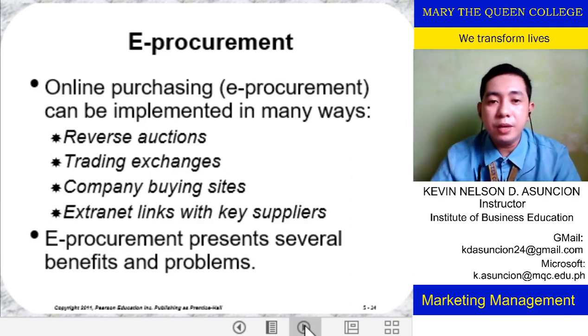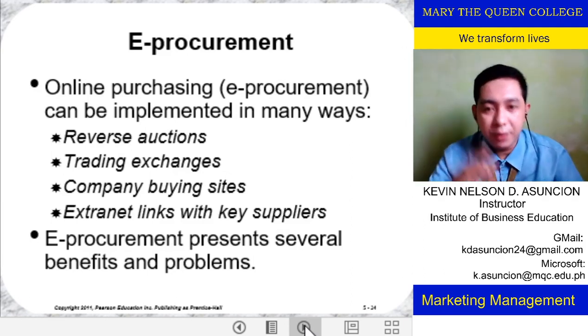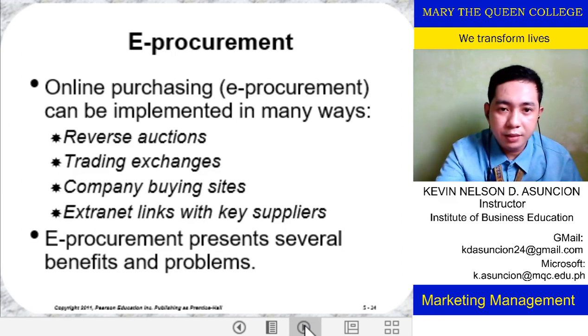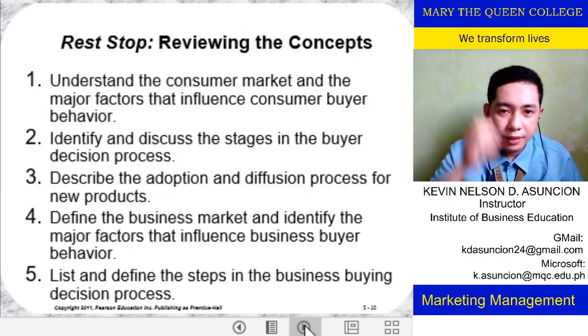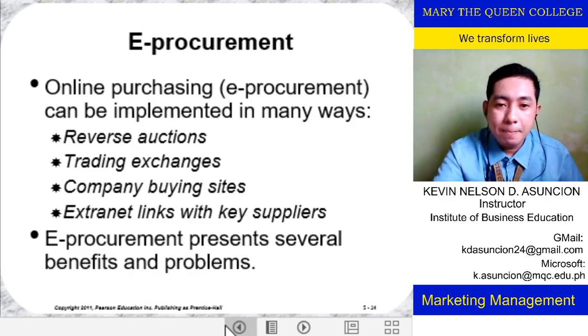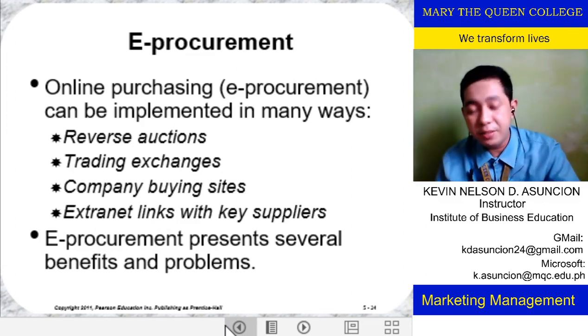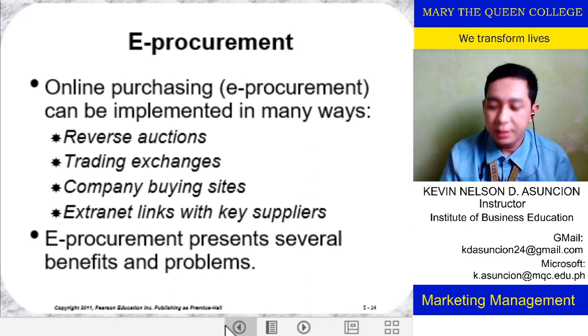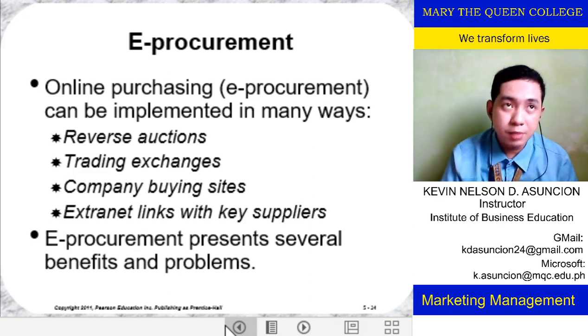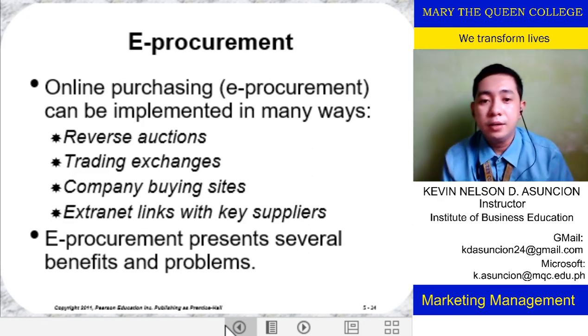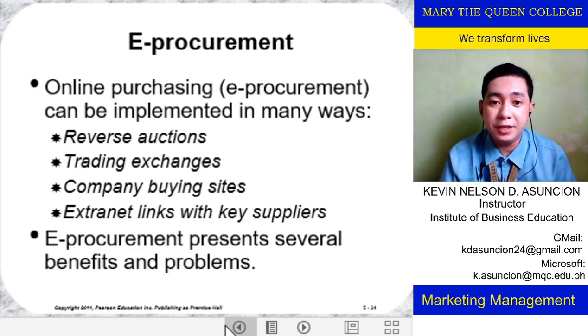So right now you may use e-purchase, online purchasing can be implemented, no? And most of the businesses right now are going online. They made their products available online, no? So madaling makahanap ng mga suppliers right now.